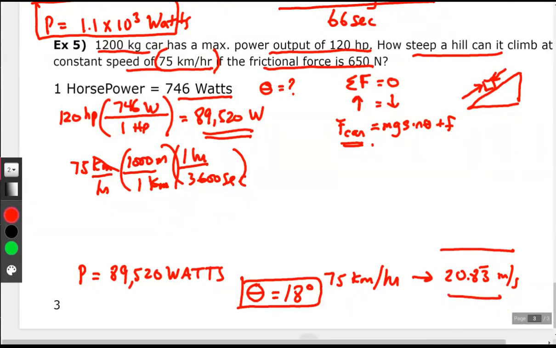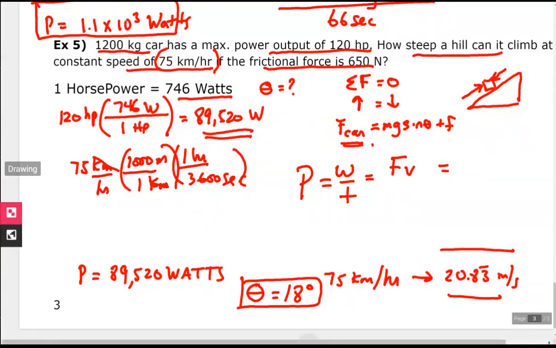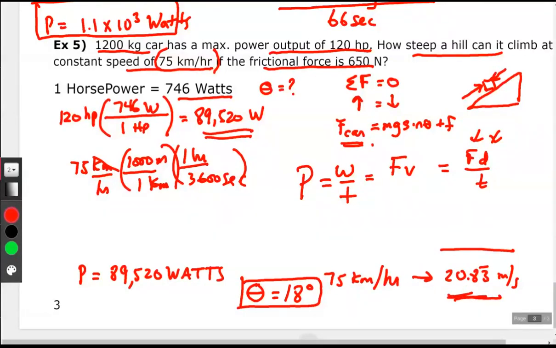Now, what's the power equation? Well, it is W over T, but I don't use that. You know what I use? Because I have F for the car, I use F times V. So power is W over T, but where do we get that? Just to derive it again, what's work? It's F times D over T. And we see that power is F, the F of the car, times V, which we have, right here. So power, which we're given, is 89,520 watts. That's the power.